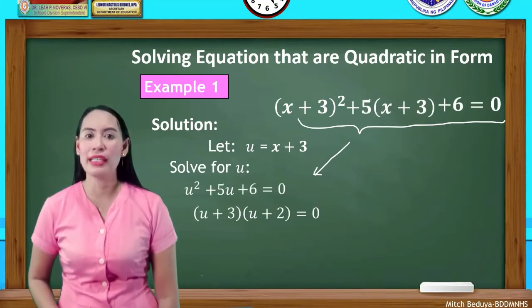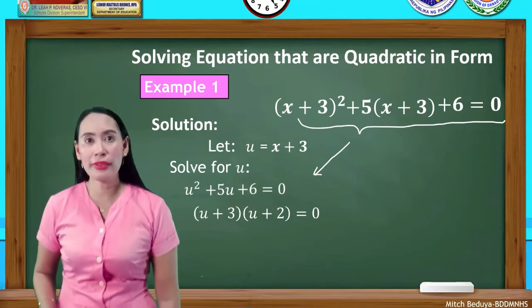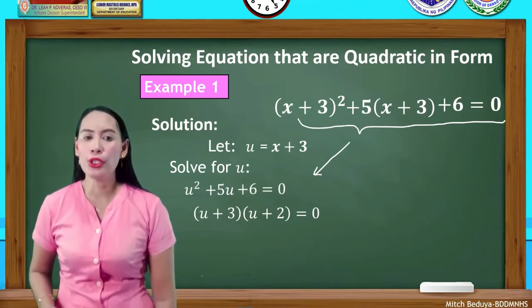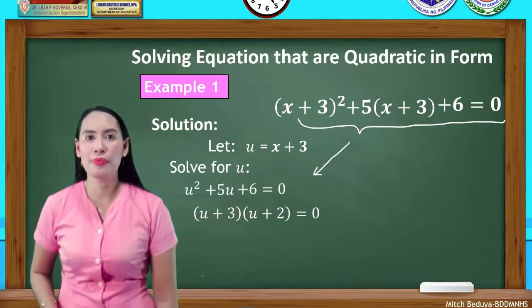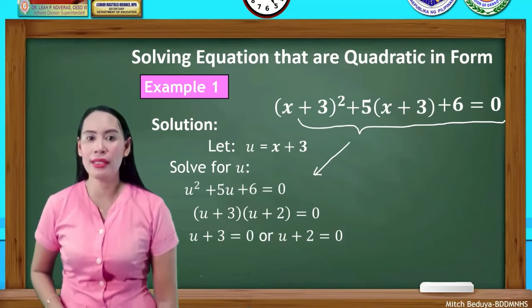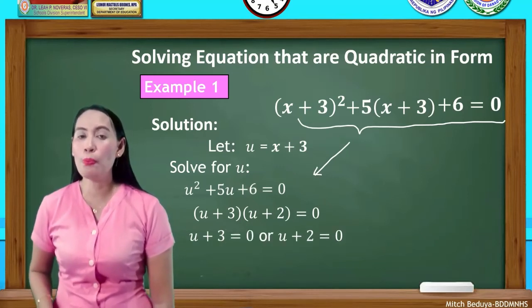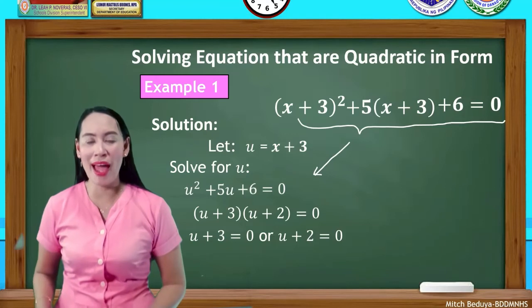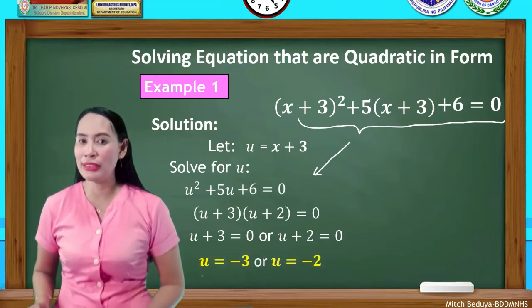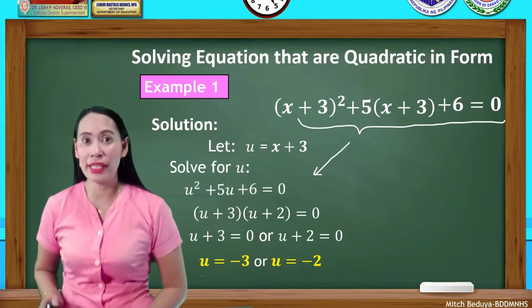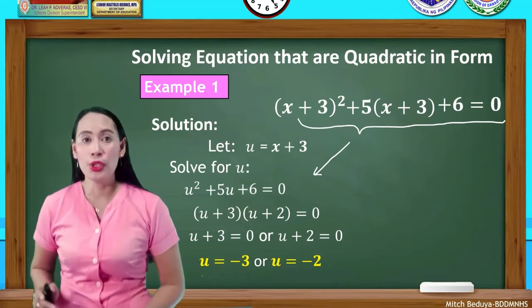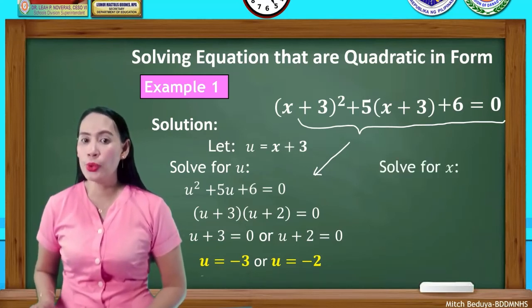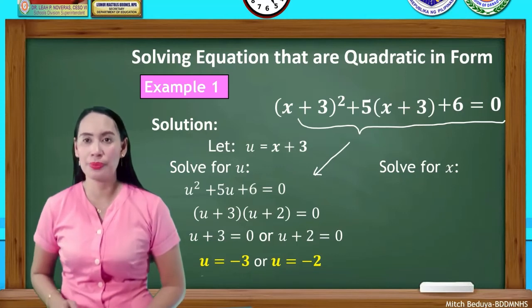plus 6 equals 0. By the factoring method, we will factor u squared plus 5u plus 6 equals 0. So we have the quantity u plus 3 times the quantity u plus 2 equals 0. By applying the zero product property, we have u plus 3 equals 0 or u plus 2 equals 0. Then solve the two linear equations. So we have u equals negative 3 or u equals negative 2.